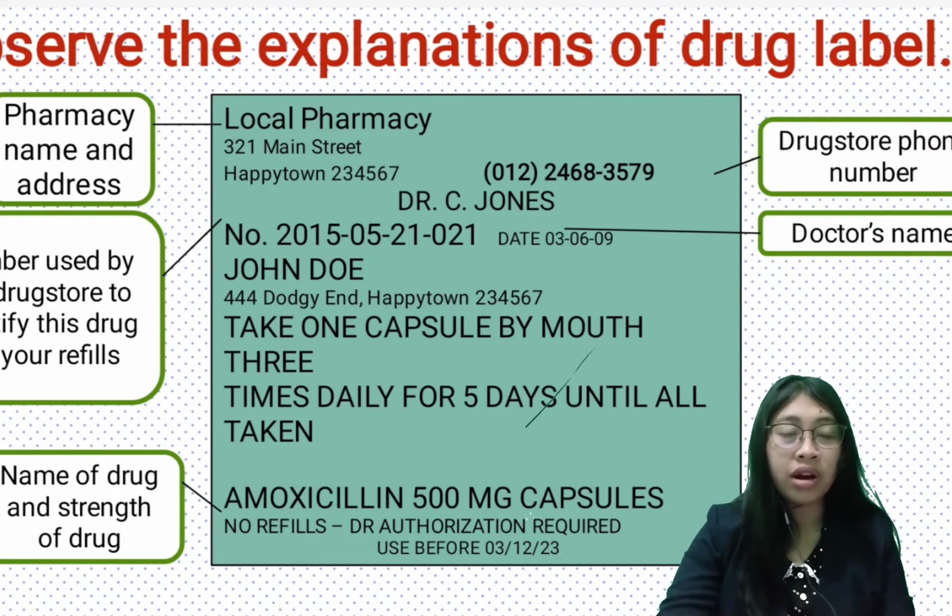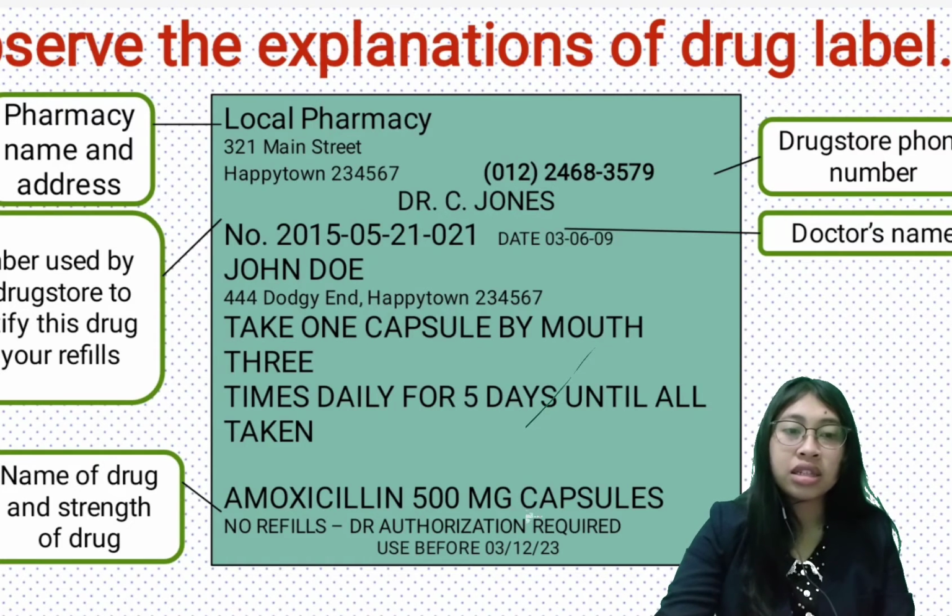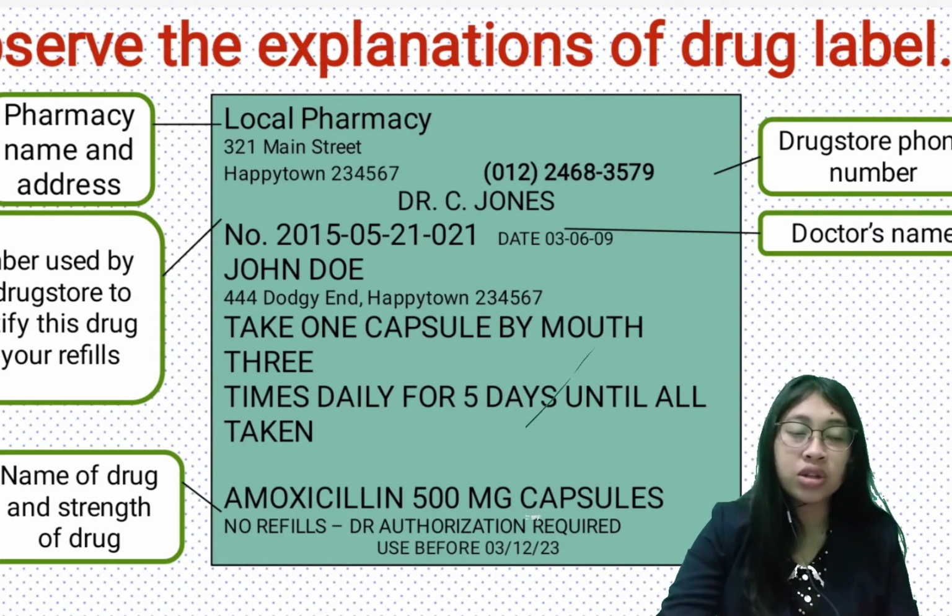So if you buy medicine or drugs in the drugstore, if you run out of it, you can refill it, and there is a code included, so the pharmacy can see this code and get you the same drug with the same ingredients, according to this code.